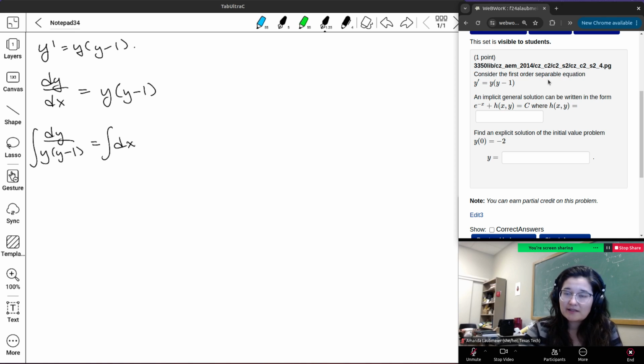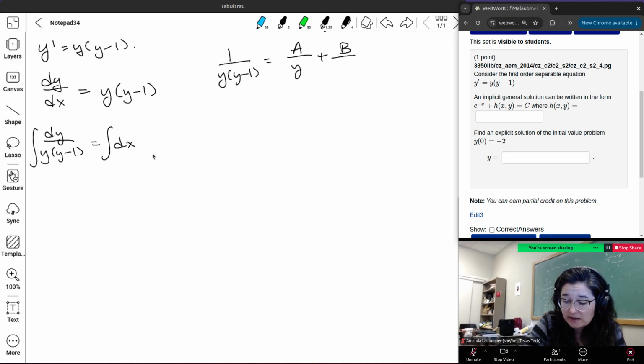But the idea is that when I look at this, I don't know how to solve it. Even if I multiply it out, I've got a y squared down there and no y up top that I could cancel out with u-sub. So my best bet is going to be to take advantage of the fact that I know how adding fractions works.